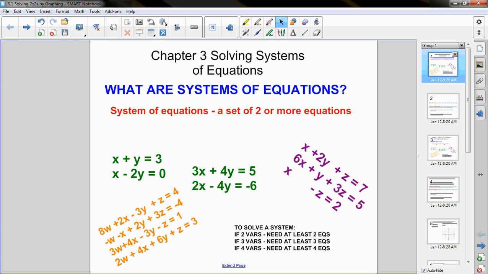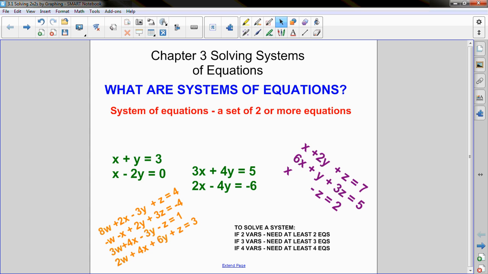Before we start with solving and telling you how to solve systems of equations, we're going to talk about what systems of equations are. Okay? Very easy. Systems of equations are a set of two or more equations with two or more letters. That's what they are. You have two or more equations with two or more letters in them.